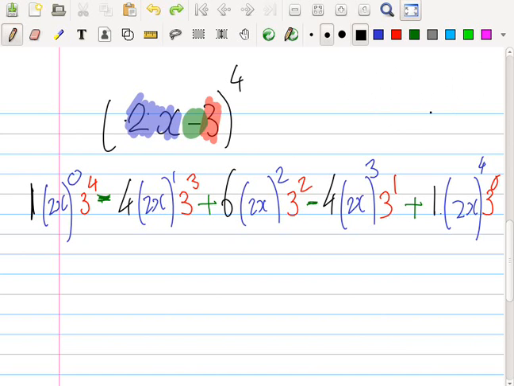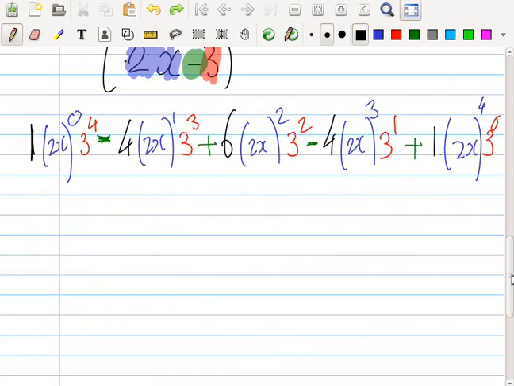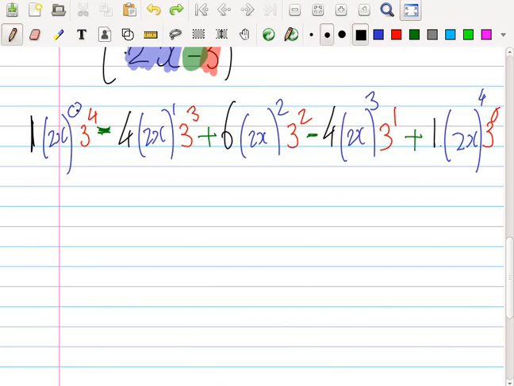You will see you'll get the same thing. Okay, now we really need to clean this up and then we're finished. So, 2x power 0, 1. 1 times 1, 1. 3 to the 4, 81. So, at the front, I've got 81. Okay. Now, 3 cubed, what's that? 27. 27 times 2 times 4. What's that, please? 216. And it's x power 1, so just x, okay.